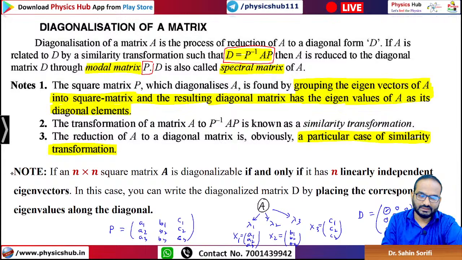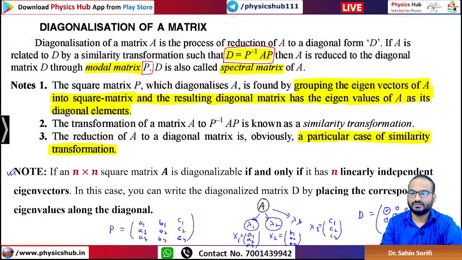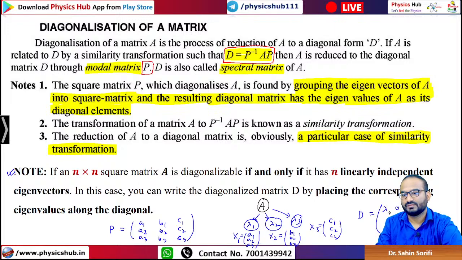Now try to understand this note very carefully. An n by n square matrix A is diagonalizable if and only if it has n linearly independent eigenvectors. So these x1, x2, x3 should be linearly independent. In this case, you can write a diagonalized matrix D by placing the corresponding eigenvalues along the diagonal. So you don't need to do this P inverse AP. You can directly put lambda 1, lambda 2, lambda 3 along the diagonal.